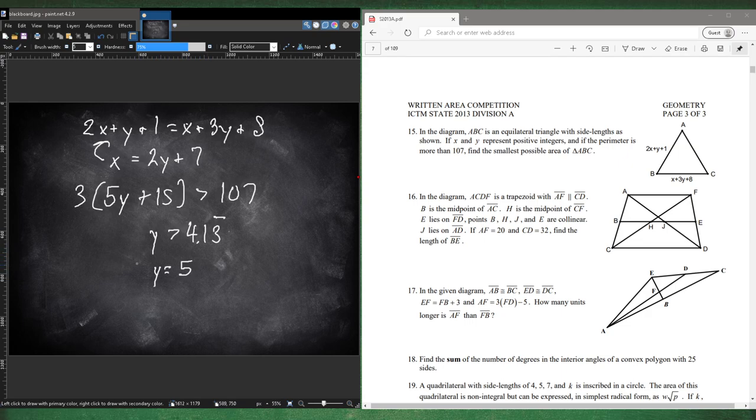Okay. So now we could plug this back in because this is a side length. So 5 times 5 is 25. 25 plus 15 is 40. So that's your side length.